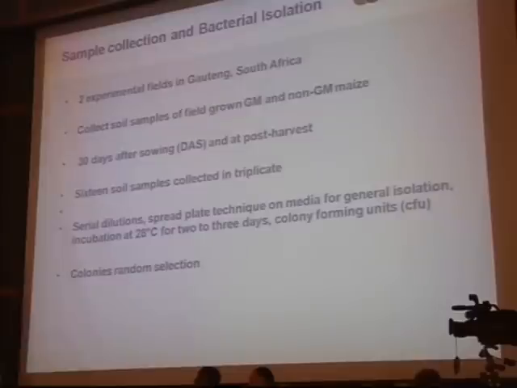We took samples from Gauteng province in South Africa, and the samples were collected from BT maize and maize without the genetic modification. Samples were collected 30 days after sowing and also at post-harvest. We use this time duration because we want the plant to have excreted so much into the rhizosphere. By the way, the rhizosphere is the area around the roots. So 16 soil samples were collected in triplicates, and we did serial dilution on the soil, plated the dilutions, incubated them, and after 2 to 3 days, colonies were selected.